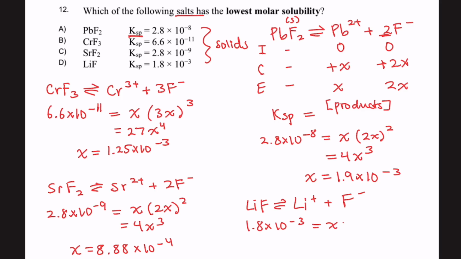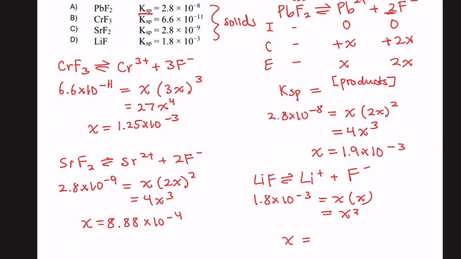This is just going to be x times x, so x squared. And we will get 4.2 times 10 to the negative 2. So whichever one is the lowest molar solubility is just going to be the lowest one. And it looks like it's going to be SrF2 because we have the smallest exponent here, negative 4.